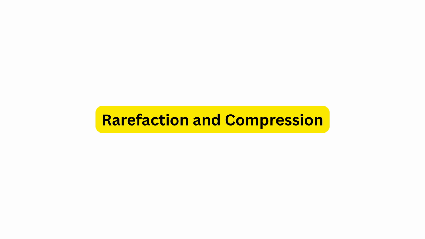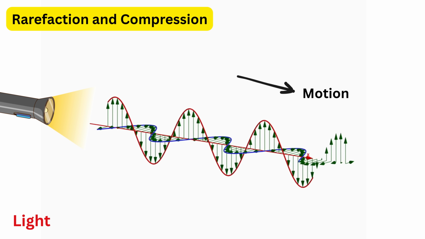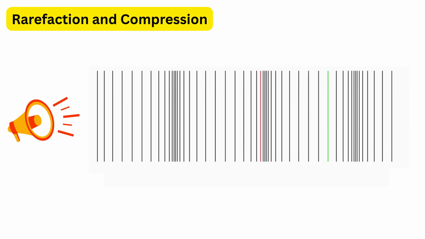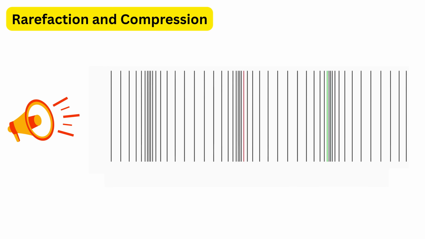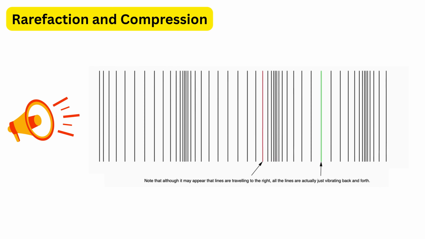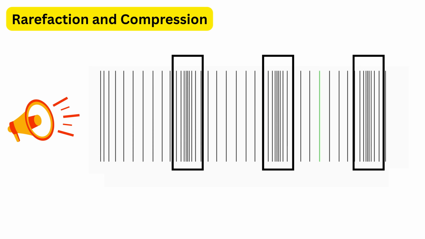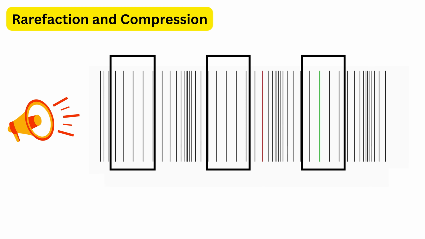Rarefaction and compression. Unlike light, which is a transverse wave and vibrates sideways, sound travels through air by pushing and pulling the air particles back and forth along the same direction as the wave moves. When the particles are squeezed together, forming a region of high pressure, it's called a compression. When they are spread apart, forming a region of low pressure, it's called a rarefaction.